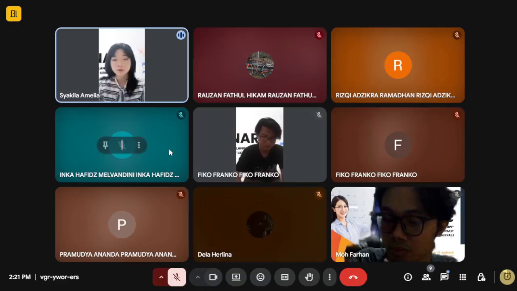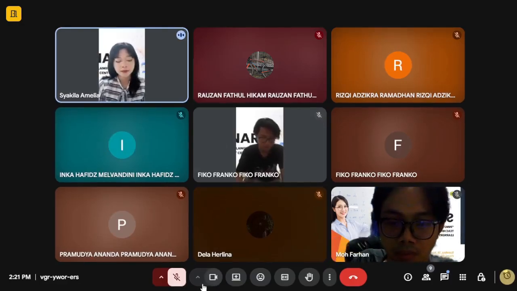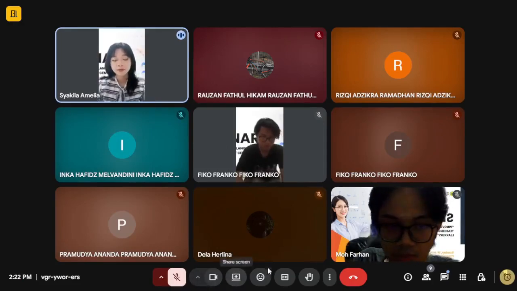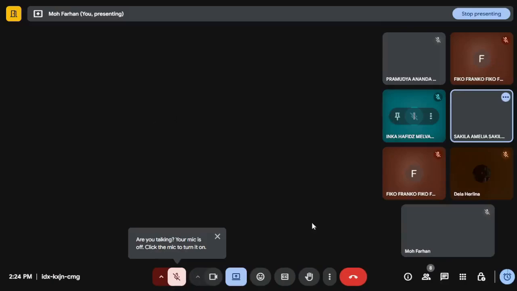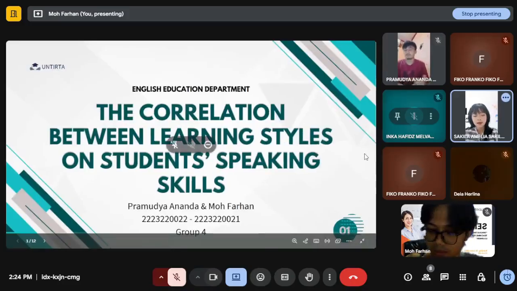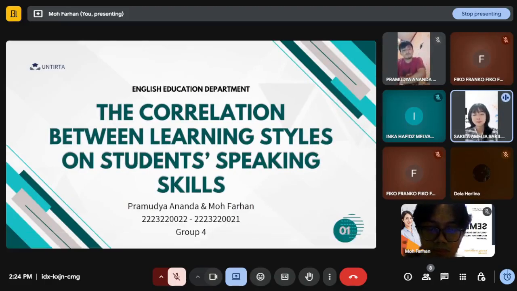Okay, if there is no question, maybe we can move to the next group to deliver their presentation. Now let's move on to the next group. There is group 4, who will be presented by Pramudia Ananda, and the title is The Correlation Between Learning Style and Student Speaking Skills. For Pramudia, the floor is yours.